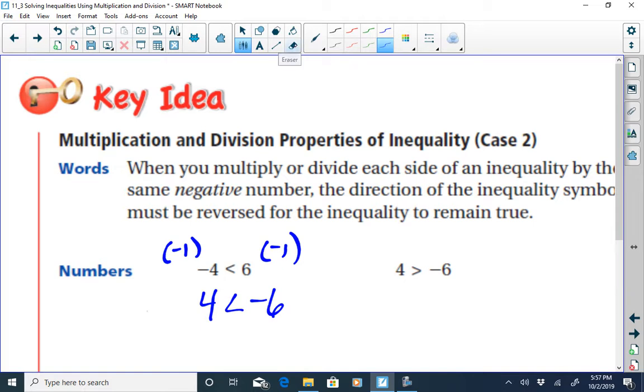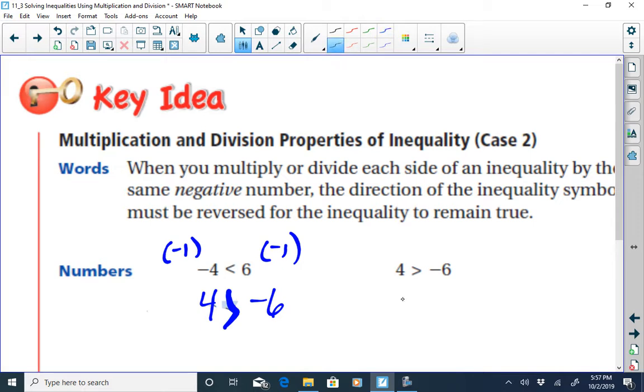In order to make that inequality true, we actually have to reverse that inequality symbol. And when we reverse that inequality symbol, now we get a solution that is true. 4 is greater than negative 6. So in this instance, and every instance, when we multiply both sides of an inequality by a negative number, we have to reverse the inequality symbol to keep the inequality true.